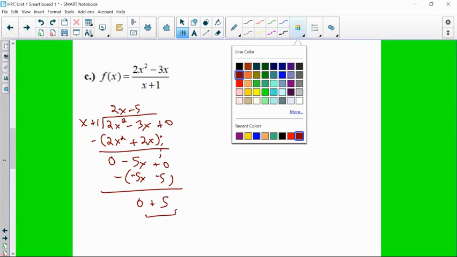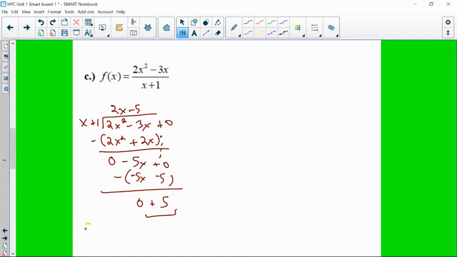So if we want to do a quick check, does it cross? So check when does 5 equal 0? We always set the remainder equal to 0. Well, guess what? It never does. So the fact that 5 doesn't equal 0 tells me that there's no cross point. It doesn't cross the asymptote. So this is my oblique asymptote. And then perhaps you also realize that there's a vertical asymptote at x equals negative 1.